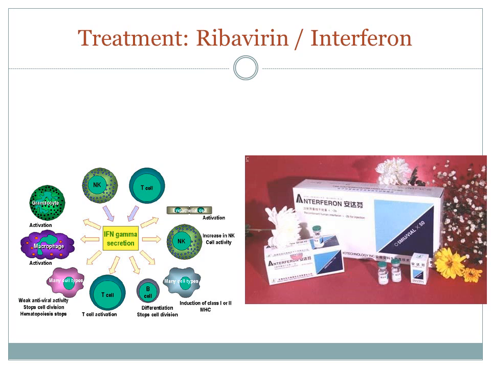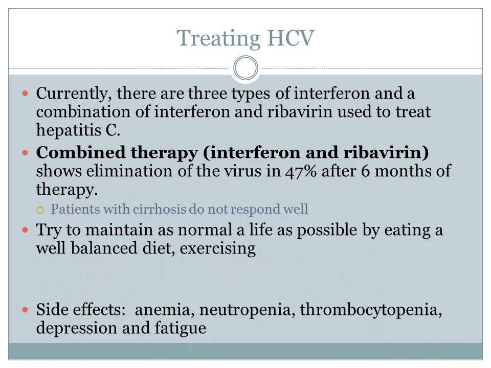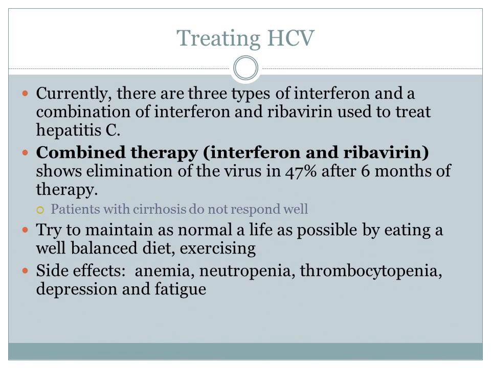And adverse effects can be similar to those of the virus themselves, mainly constitutional symptoms, and we look at blood cell counts, monitoring them after the medications are given. So there are 3 types of interferon used, and a combination of one with the ribavirin is used to treat hepatitis C. The combination therapy has been shown to eliminate the virus almost 50% of the time after 6 months of treatment. Patients with cirrhosis often don't respond well.